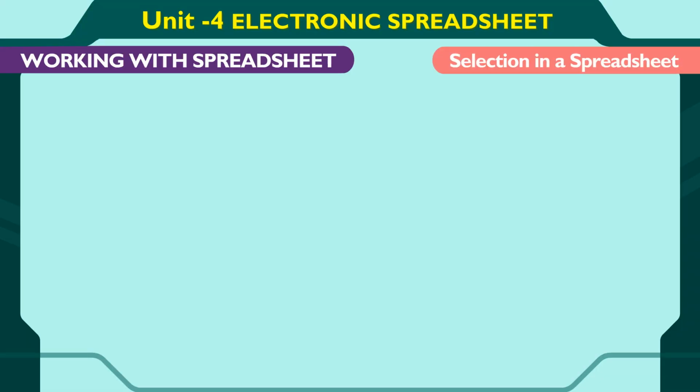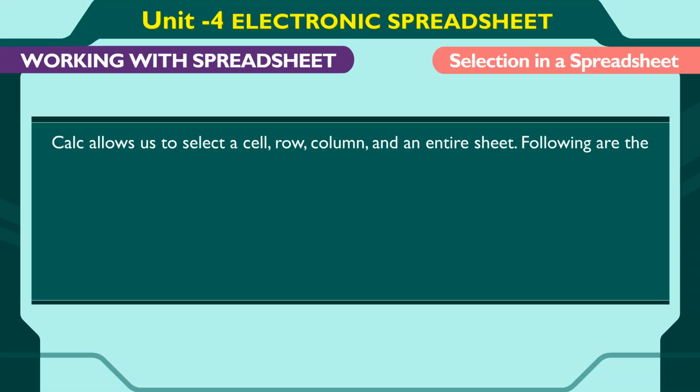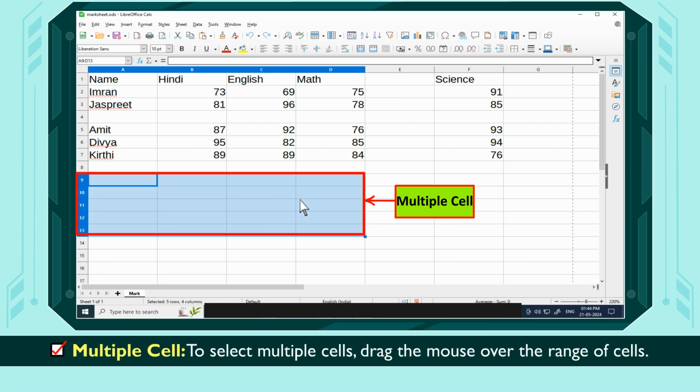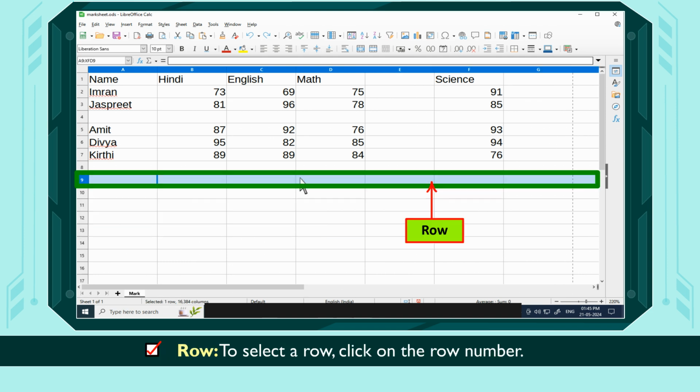Selection in a spreadsheet. Calc allows us to select a cell, row, column and an entire sheet. Following are the ways to make different types of selection using mouse. Single cell. To select a single cell, click on the cell. Multiple cell. To select multiple cells, drag the mouse over the range of cells. Row. To select a row, click on the row number.